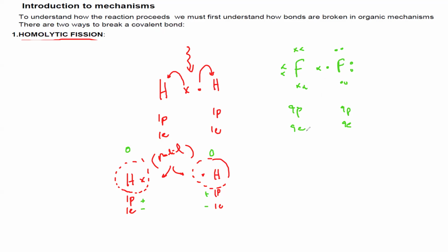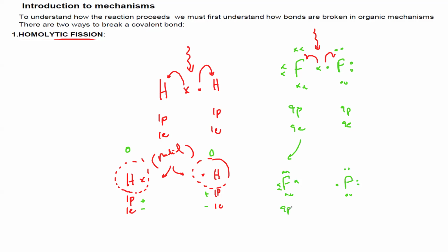So we have two fluorine, for example, 9 protons and 9 electrons. When the homolytic bond breaking happens, this fluorine takes its electron back, this one also takes the electron back. So when they take their electron back, then the ratio of the electrons does not change.